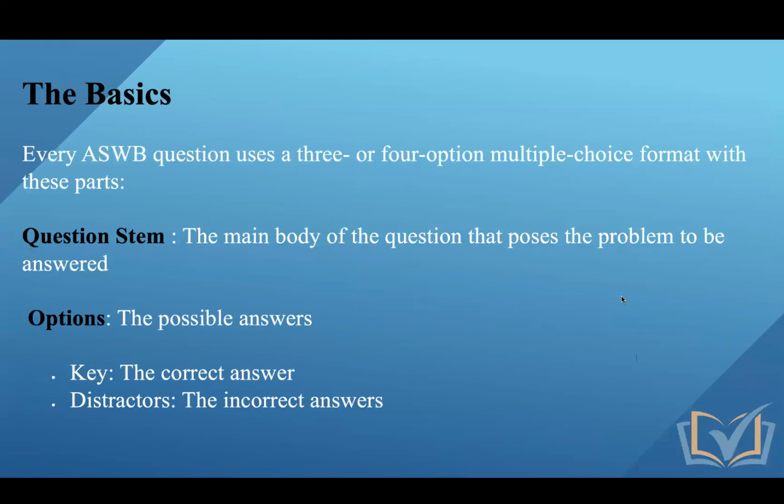The basics. Every ASWB question uses a 3 or 4 option multiple choice format with these parts. Question stem, the main body of the question that poses a problem to be answered. Options, the possible answers. You're going to have a key, which is a correct answer, and then you're going to have distractors, which are the incorrect answers.